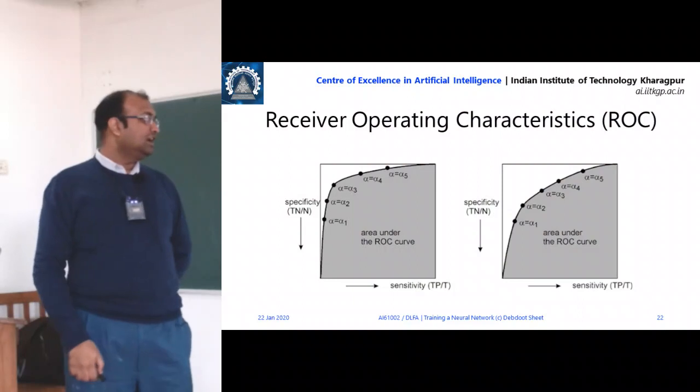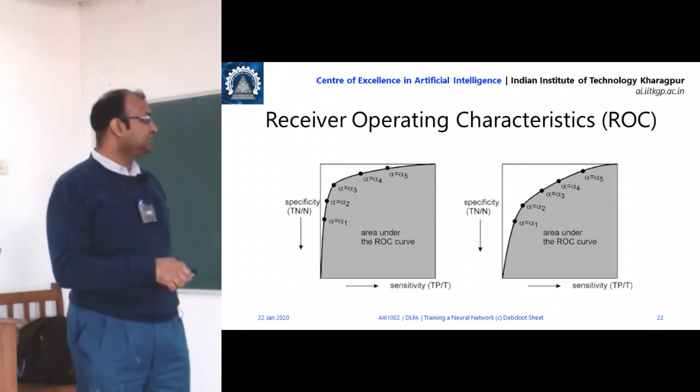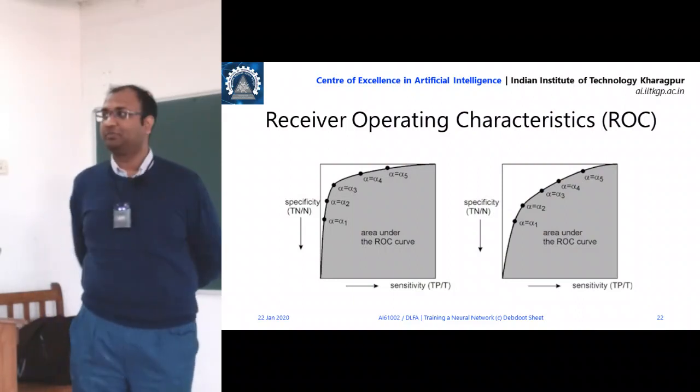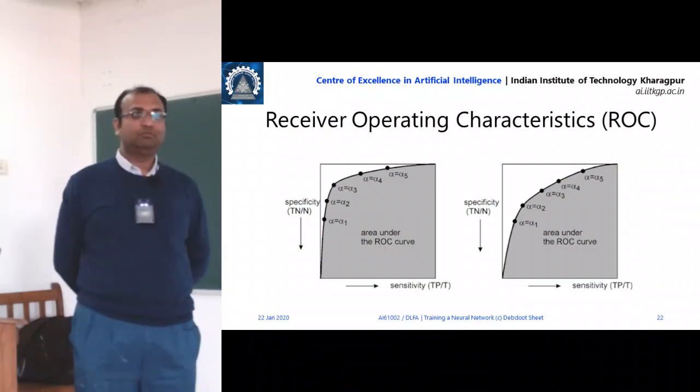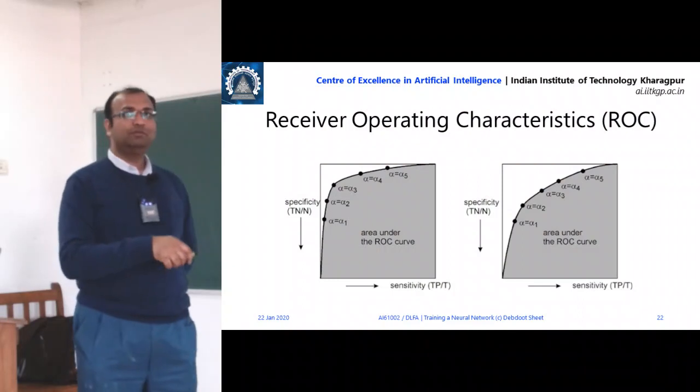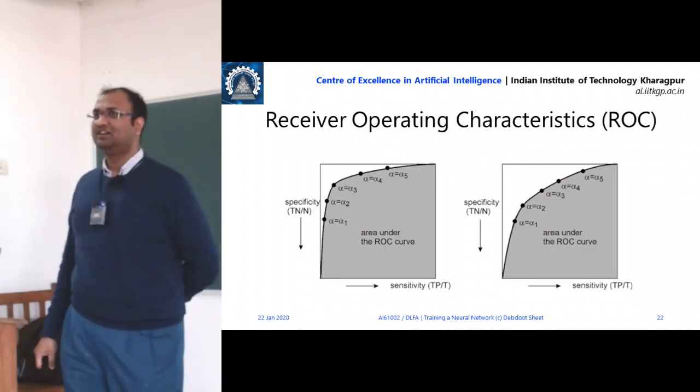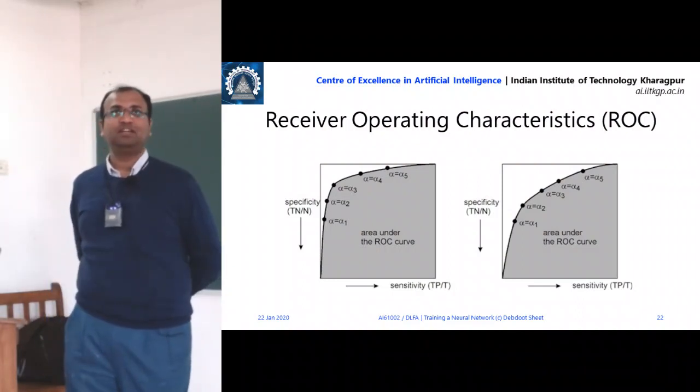Now, how we report that is in terms of something of this sort, which is called the receiver operating characteristics. This is a very, very important part. Where this name comes from has a very crazy history. Does anybody know about the history of receiver operating characteristics in this room?